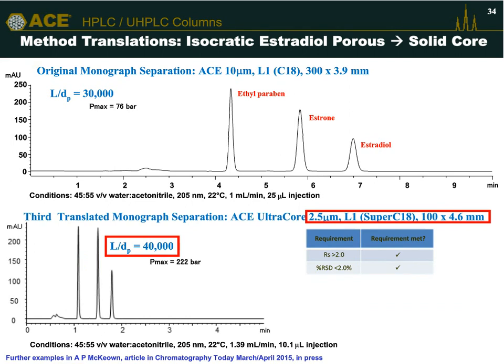And of course we can convert to solid core technology as well, using the flexibility of that length to particle size ratio range. So at the top chromatogram we have the original separation. At the bottom chromatogram we have a 100 by 4.6 millimeter 2.5 micron solid core particle, and we can see this gives us a length over particle size ratio of 40,000, and you can see nice sharp peaks there, a rapid analysis within 3 to 4 minutes, still meeting the system suitability criteria.